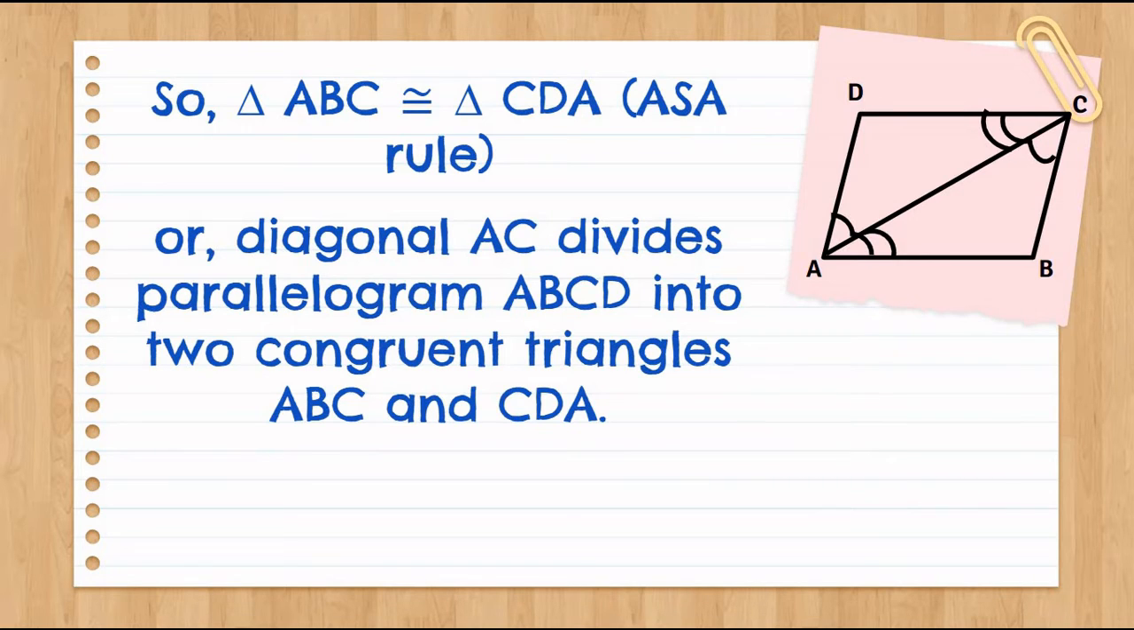Now we have proved that this transversal, or the diagonal that we have, that is AC, divided the parallelogram into two parts, and so triangle ABC is congruent to triangle CDA by ASA, the angle side angle property or rule. Okay, we are done with the first theorem.